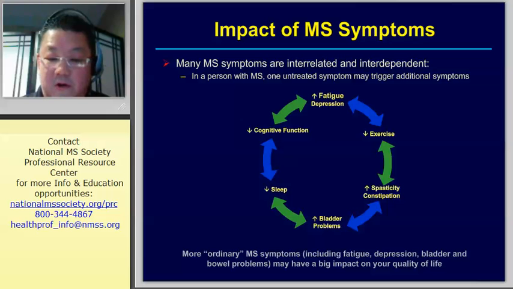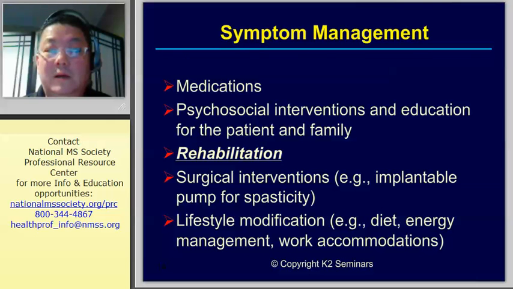As with other problems, it is a circular issue. So if we have fatigue and depression, you have decreased exercise ability, increased spasticity, increased constipation, which travels to increased bladder problems, decreased sleep, and decreased cognitive function. This series of problems continues over and over again. So like with pain and everything else, your goal is to actually break this cycle, somehow break that cycle to be able to improve their function.